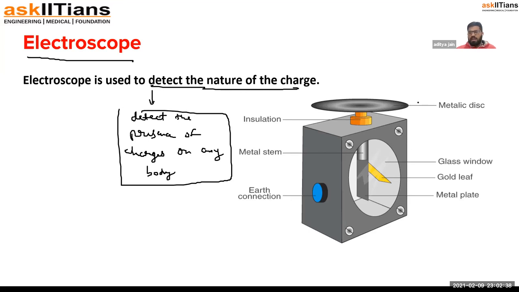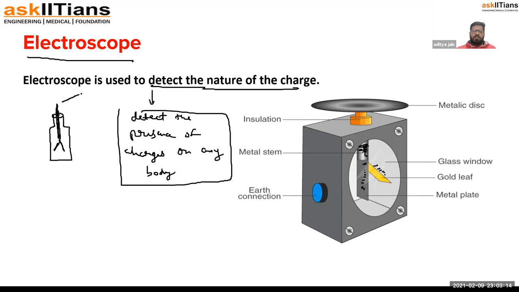This consists of a system like this. There is some metallic disc on the top. There is some insulation rod. The metal stem is there, and there is some gold leaf. Two thin gold leaves diverging. There is some glass window from which you can make the observation, and this is the metal plate. Yes, this is the metal stem, and this is the metal plate. Okay, so this is the system. Basically, we can also make this system at home. You can take a bottle, put a cork on it, take a metal plate, and hang the two thin gold leaves from this end. This is the setup of an electroscope.